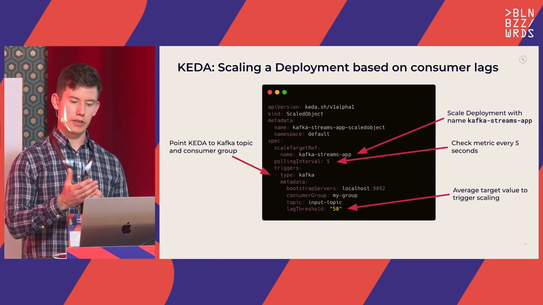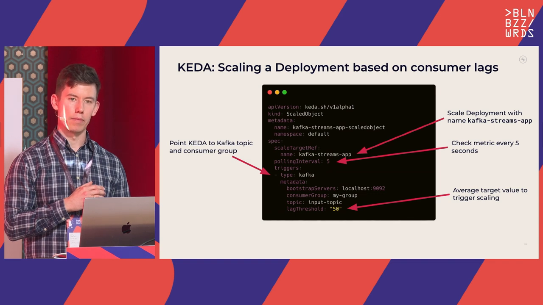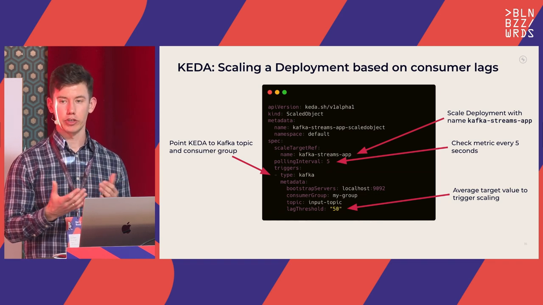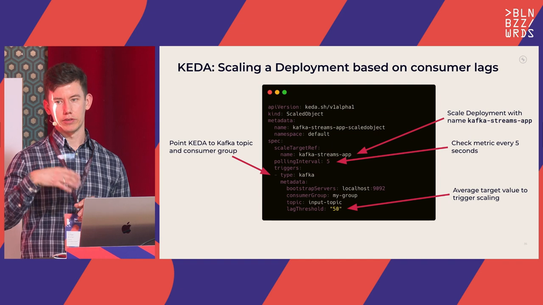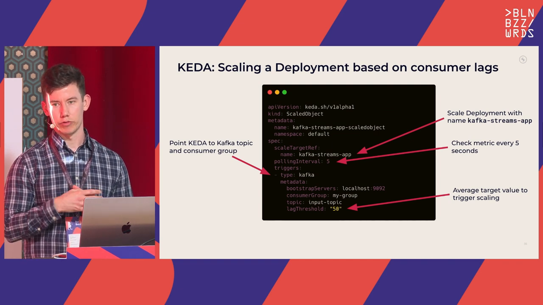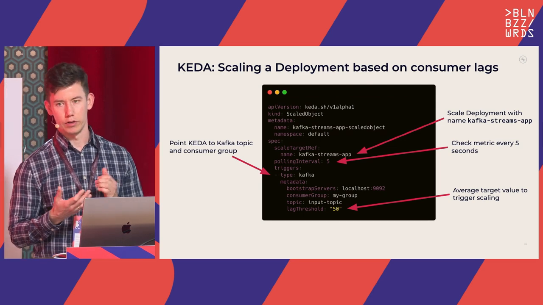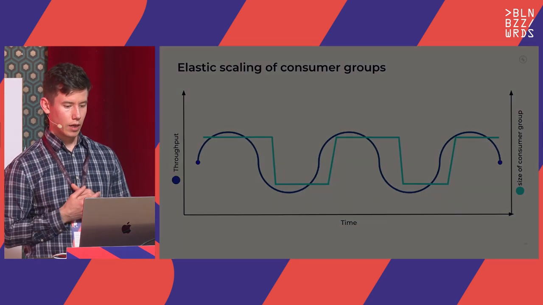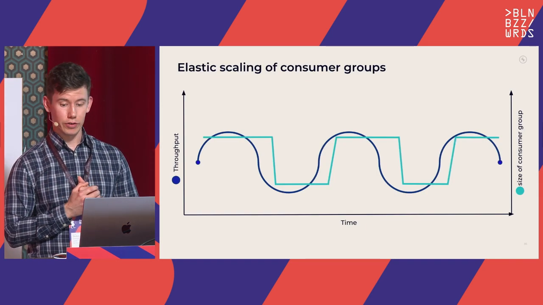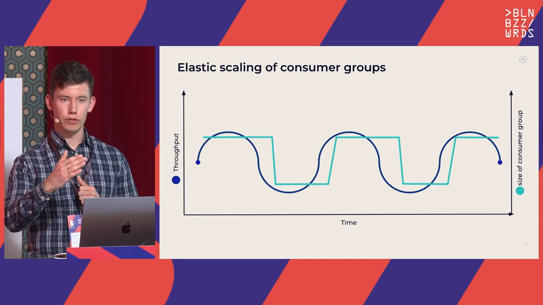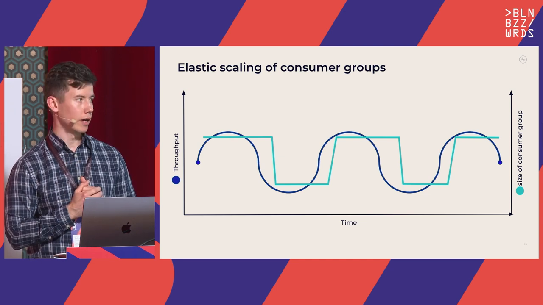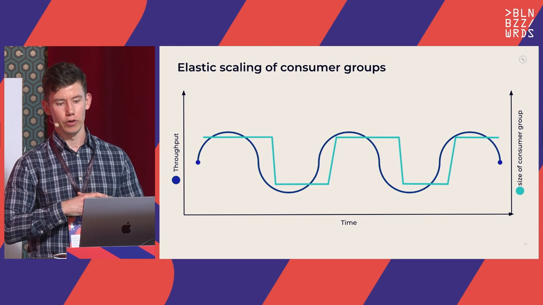In this case, we're targeting an average consumer lag of 50. If it's above that, it will trigger a scale up. And if it's staying below that, it will trigger a scale down. So hopefully, using KEDA, we are able to cope with this fluctuating workload in a better way and can elastically scale up and down our consumer group.